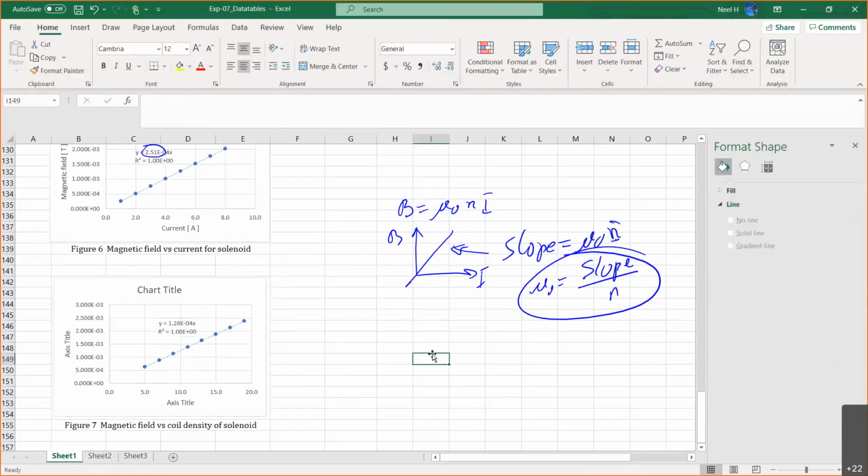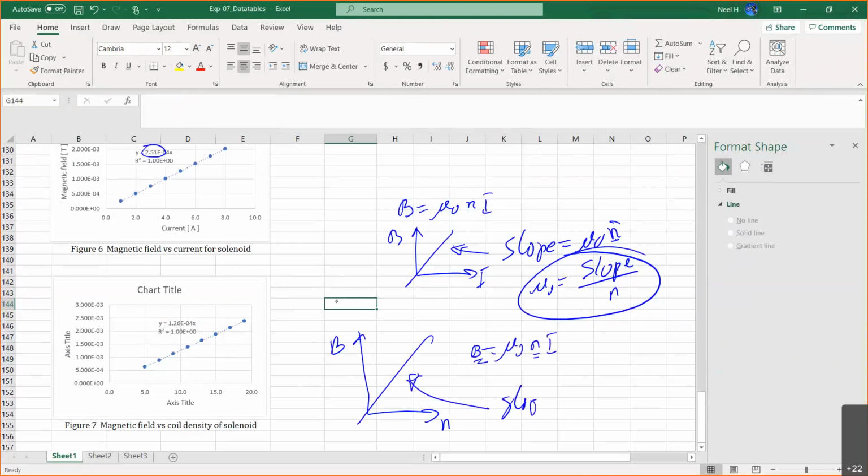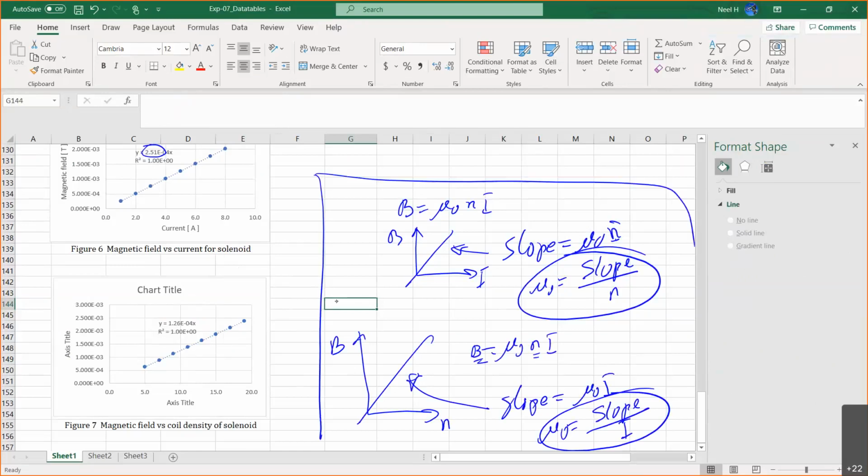The reason is, if I want to re-estimate the mu, now what we're drawing is B versus N, right? So the same formula, B is equal to mu 0 N i, but now I'm making the graph B versus N. So the slope of the graph now should be equal to mu 0 times the I. So the mu 0 I can estimate again, slope of the graph divided by the current, okay? So that too you don't need to do, but make sure you understand that, okay?